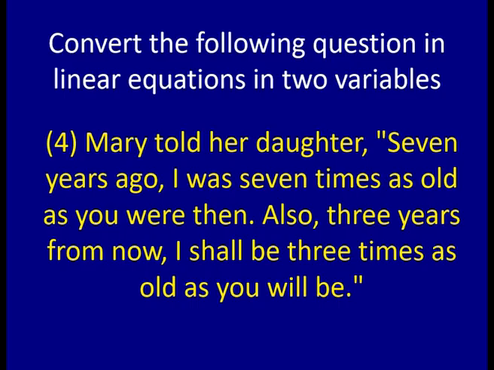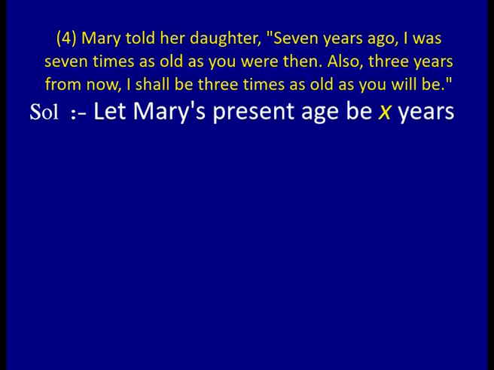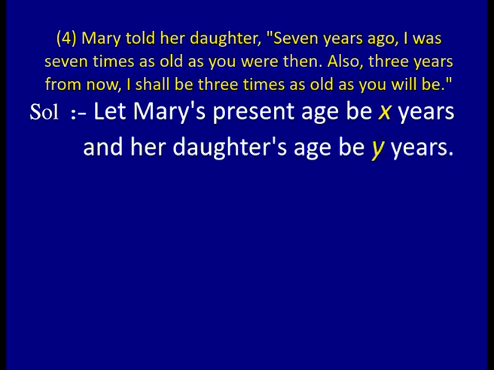Okay. Now let us discuss the solution. Now tell me how many unknown quantities are there in the given question? Very good. There are 2 unknown quantities. What are those? First one is Mary's age. Second one is her daughter's age. These 2 are the unknown quantities in the given question. Let Mary's present age be X years and her daughter's age be Y years.